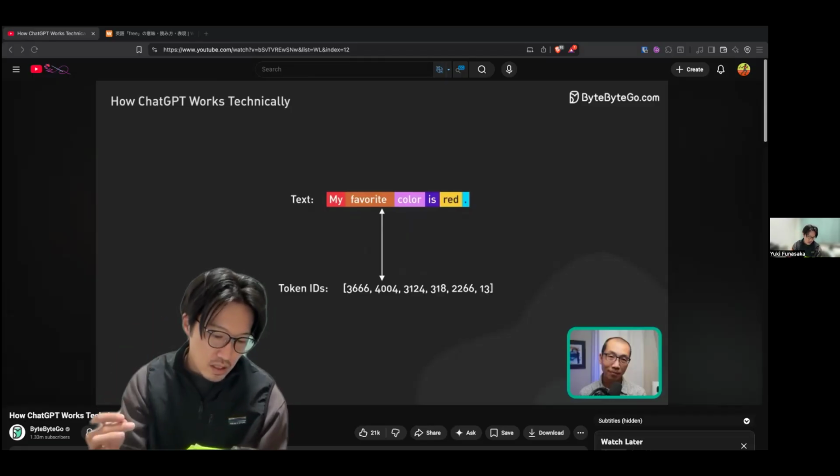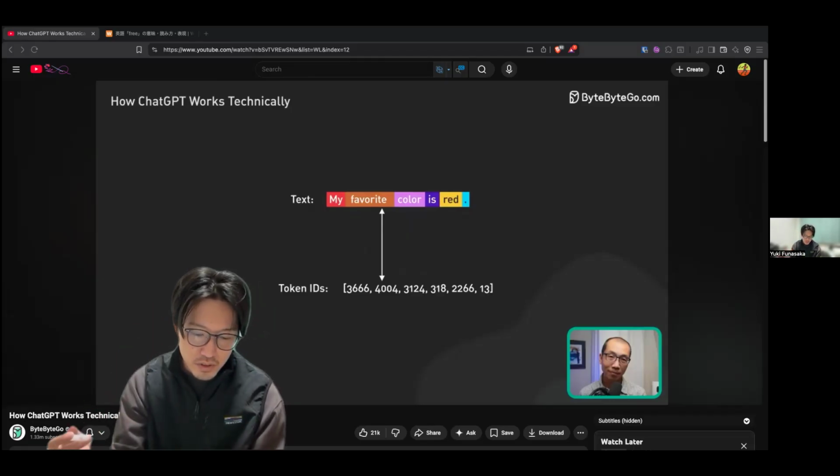Okay, next. An LLM is often characterized by its size and the number of parameters it contains. What does characterized mean?